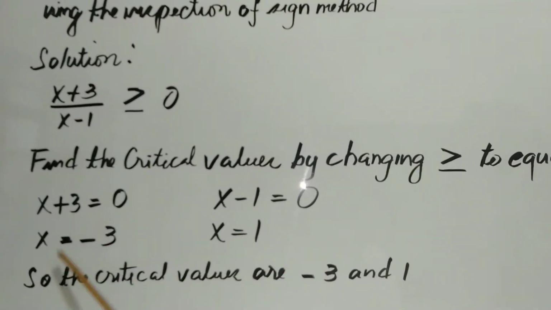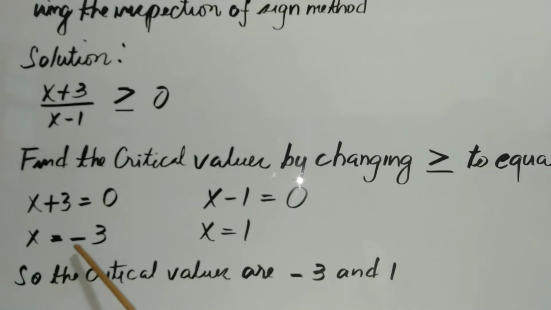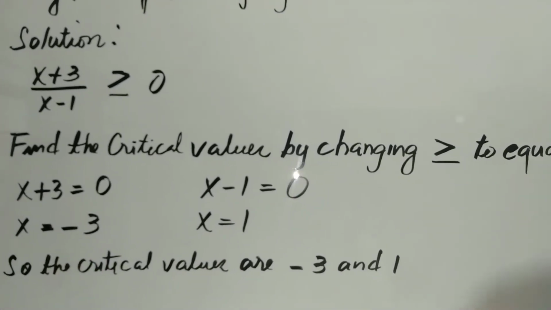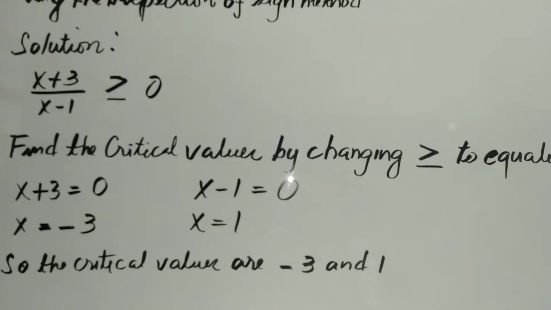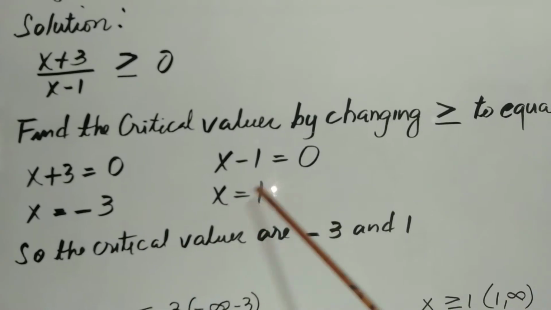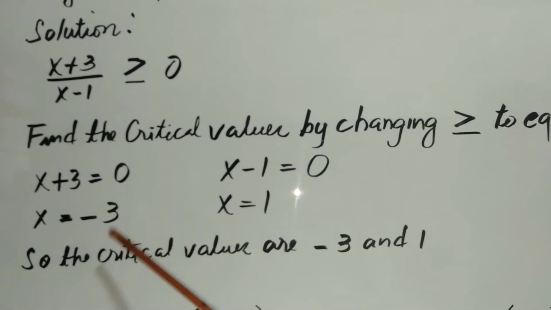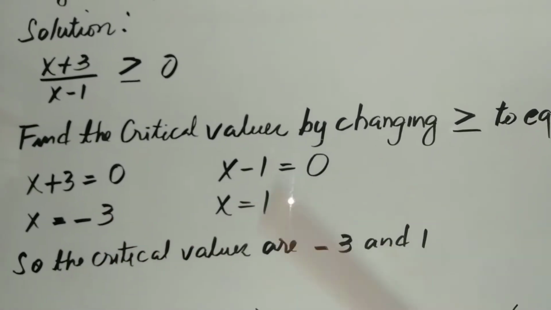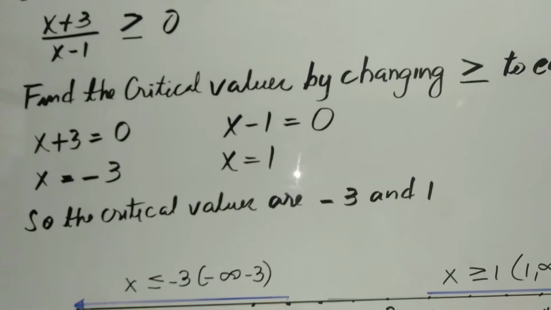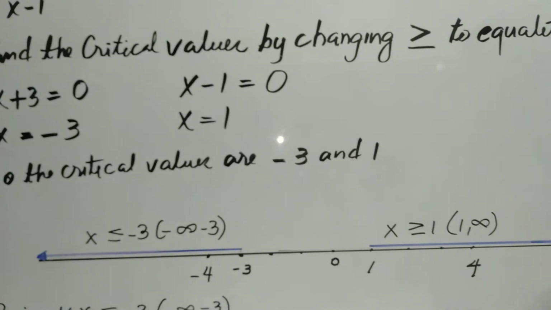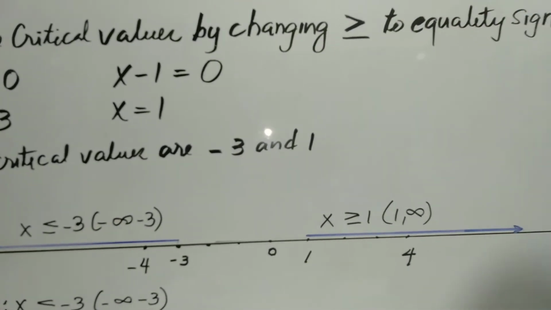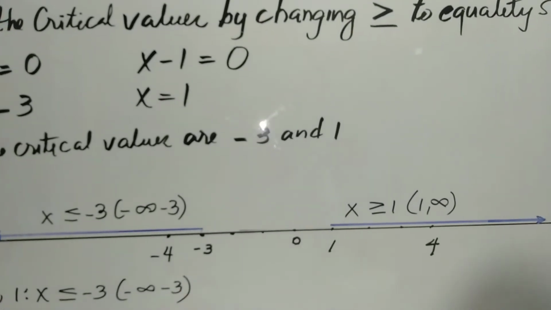Now, that is by transposing the 3 and the negative 1 to the other side of the equation, to the right side. So our critical values are the values from the numerator and the denominator, which are negative 3 and positive 1. So we're going to graph these critical values on our number line. We have 0 here, and 1, 2, 3, 4 to the right, and negative numbers to the left.